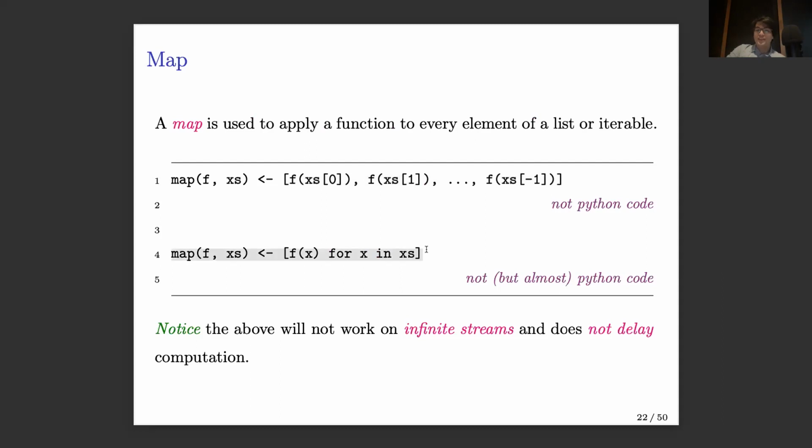We could also do this with a list comprehension. So I could say map f of x's is simply the list comprehension f of x for x in x's. This is almost Python code, actually. That would work, except what? Why do you think we need a map when we have this list comprehension?